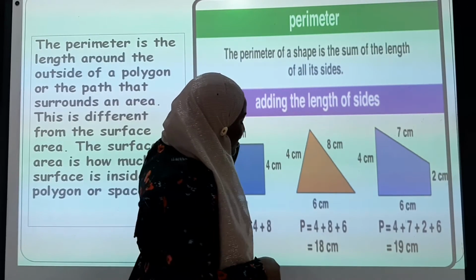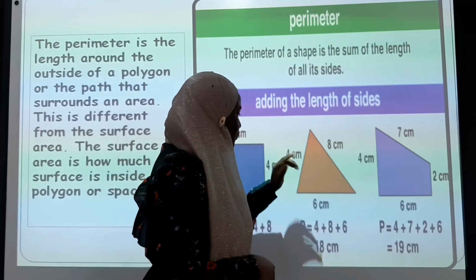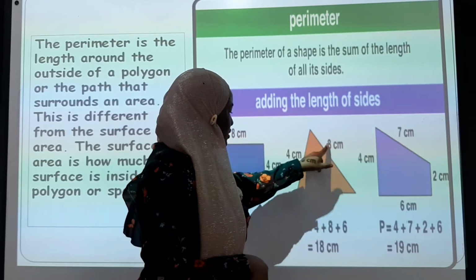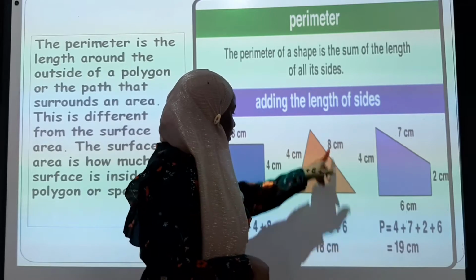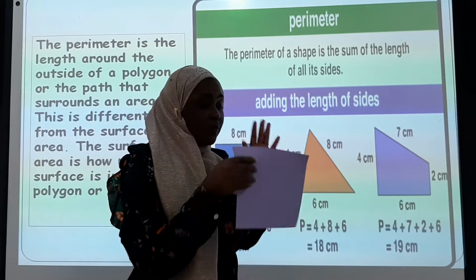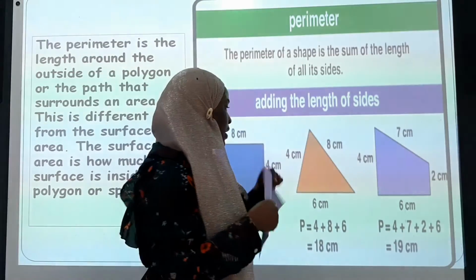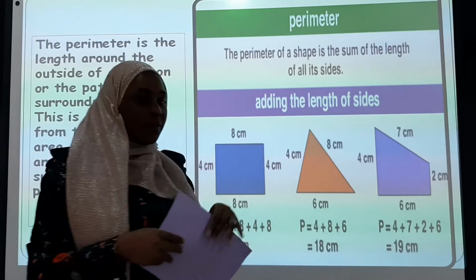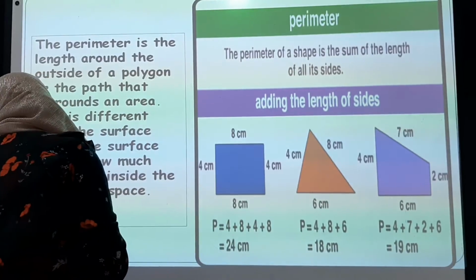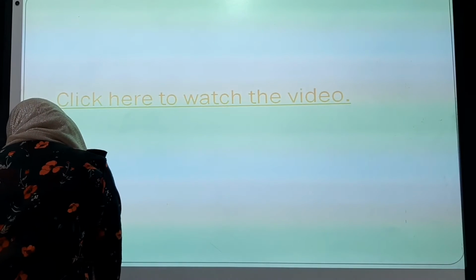Here also, this is a triangle. So the length here is different from the length here. So you're going to add this plus this plus this. So we have 4 plus 8 plus 6. So that is the perimeter of this shape. To find the perimeter of the shape means you have to calculate the length of the sides, just like what we have here. So that is what perimeter is all about, and it is different from the area of the shape.